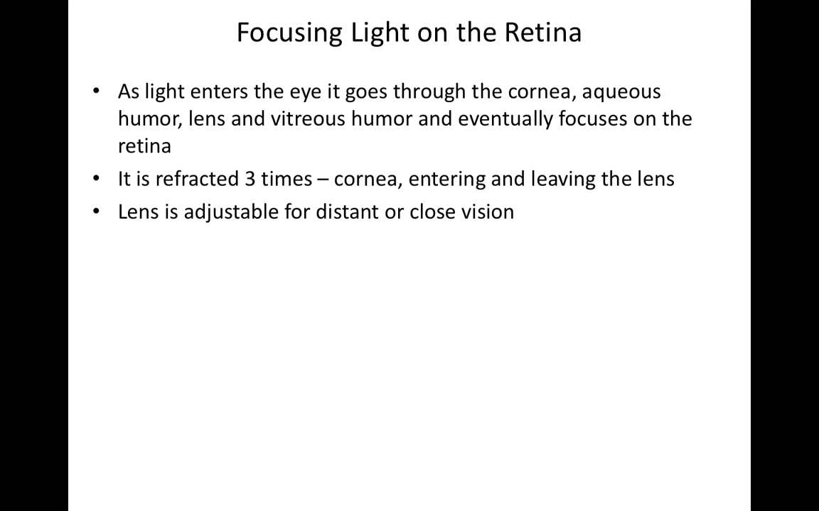Now, the lens is what will change that will allow us to have a focal point on the retina, whether the information is coming from very close up or very far away. This is where we get the concept of visual accommodation. This is the lens either thickening or thinning to allow the focal point to hit the retina.